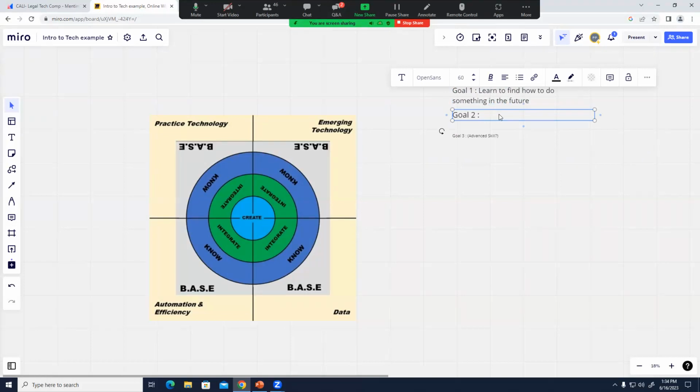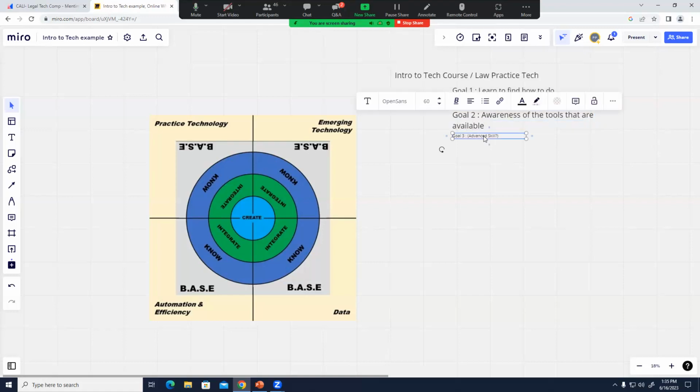Okay, what would another big course goal be? Like, I'm going to teach a course about legal technology. This is what I'd like to accomplish. Yeah. Awareness of the tools that are available. Okay. All right, we got 2. How about one more? How about something advanced? Yeah. Ethical use of those tools. Ethical use of tools. All right, great.